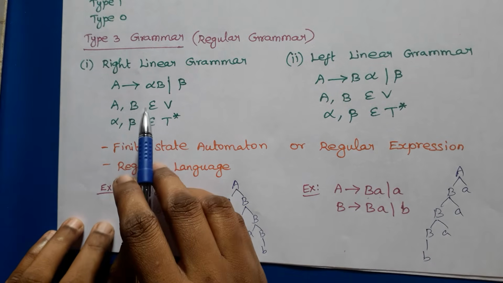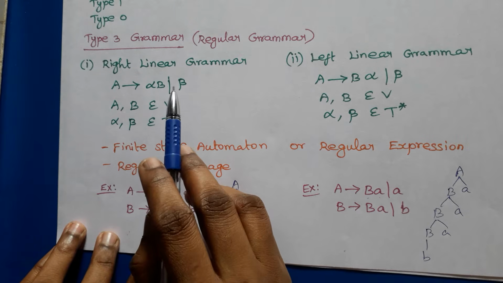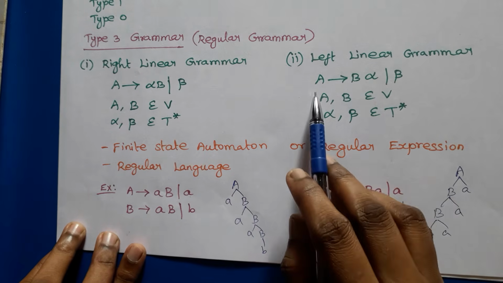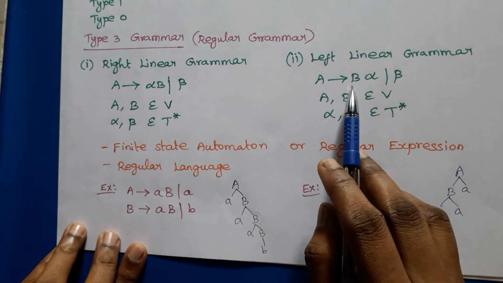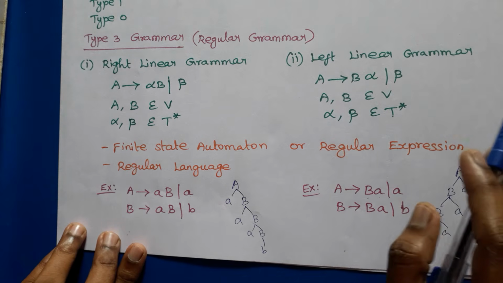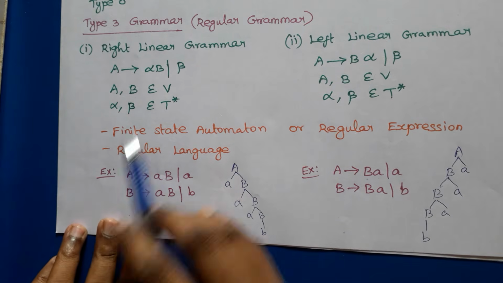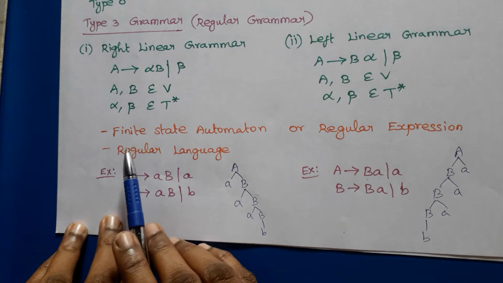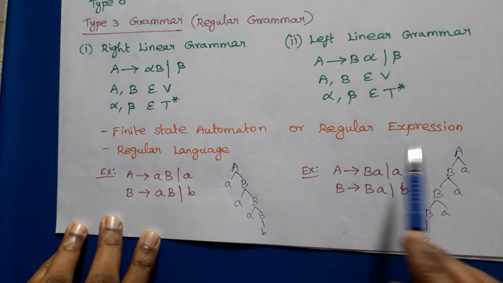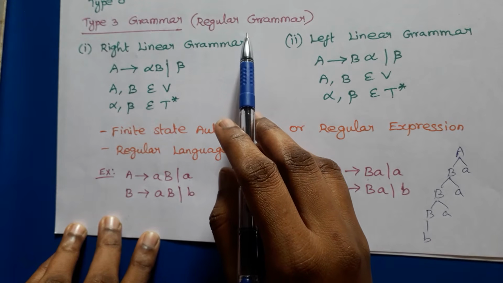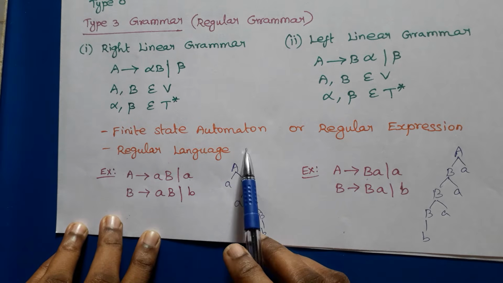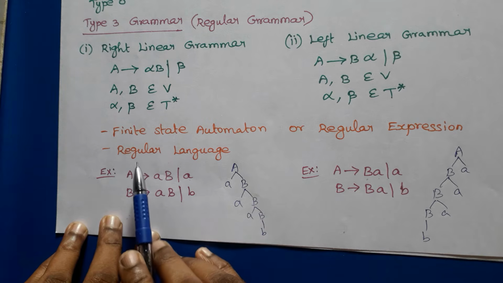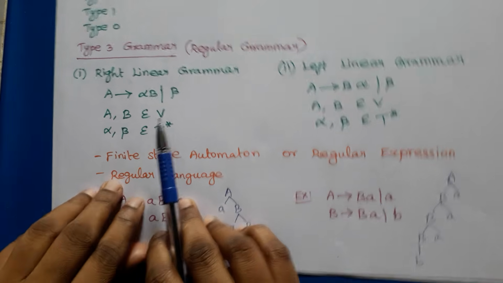So right linear grammar means a variable tends to a string of terminals with a single non-terminal. Left linear grammar means a variable tends to a single variable followed by a string of terminals. Then the mathematical model for accepting this type of grammar is called finite state automaton or regular expression. So regular grammars are accepted by finite state automaton or regular expression, and the language generated by this grammar is called regular language. So this is type 3 grammar.